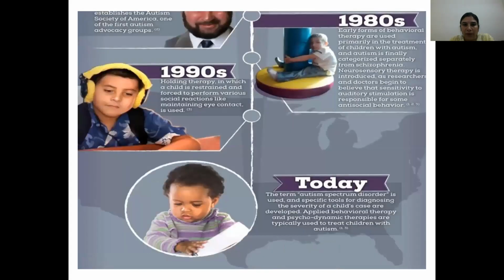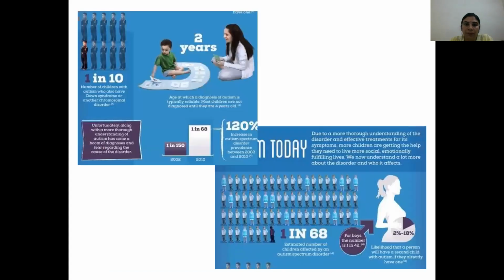1990s, holding therapy, in which a child is restrained and forced to perform various social reactions like maintaining eye contact, is used. Today, the term autism spectrum disorder is used and specific tools for diagnosing the severity of a child's case are developed. Applied behavioral therapy and psychodynamic therapies are typically used to treat children with autism.